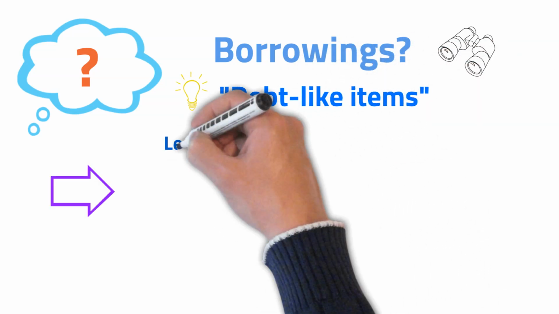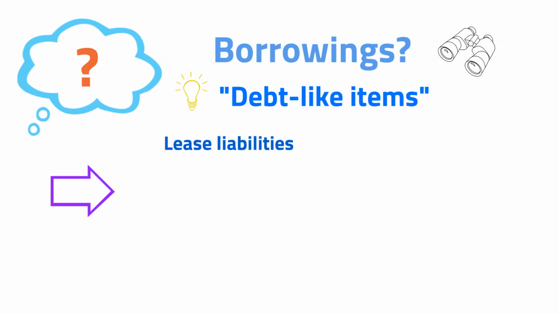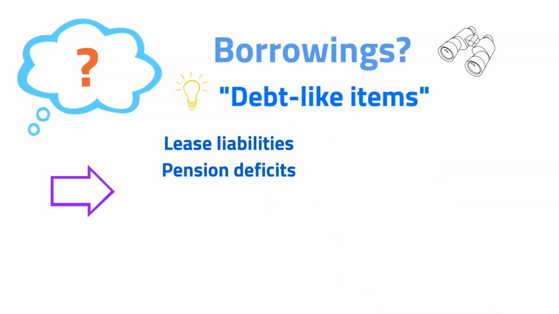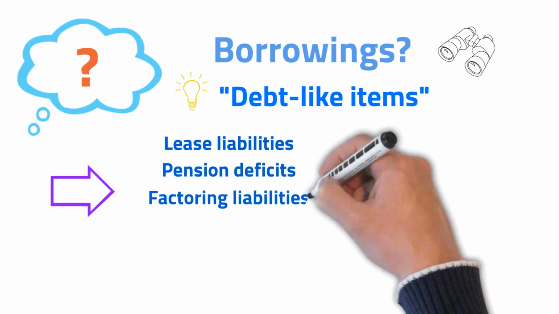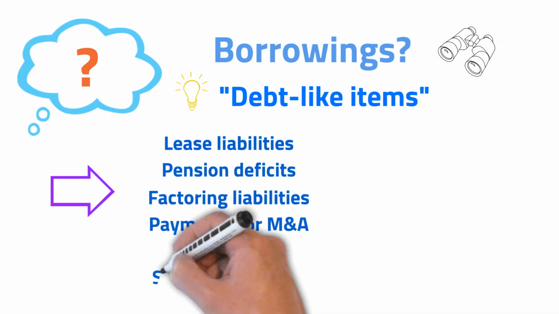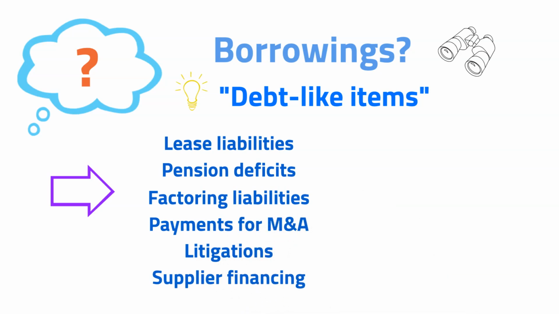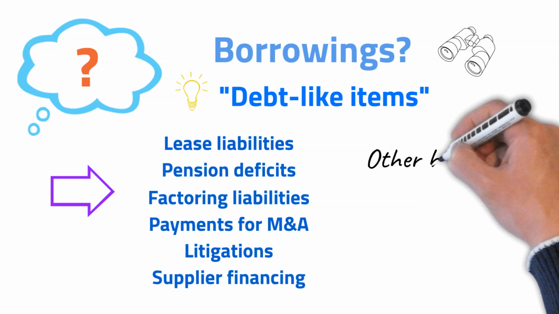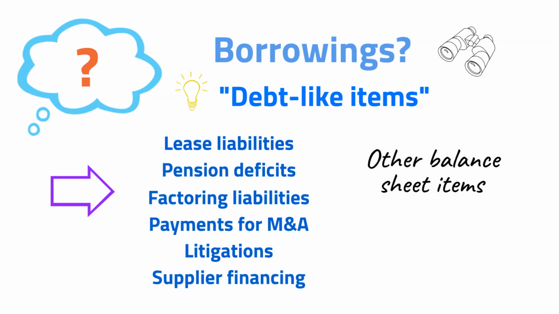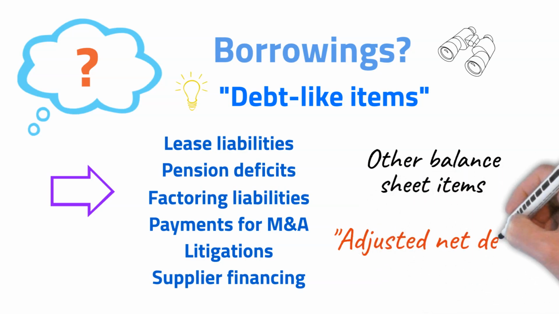For example, lease liabilities are future payment obligations and are often treated similarly to debt. Pension deficits may also behave like debt because the company will need to fund them in the future. Factoring liabilities, deferred payments for acquisitions, litigation liabilities, supplier financing arrangements and so on can also increase financial risk, even if they are hidden in other balance sheet items. That's why professional analysts often calculate an adjusted net debt.